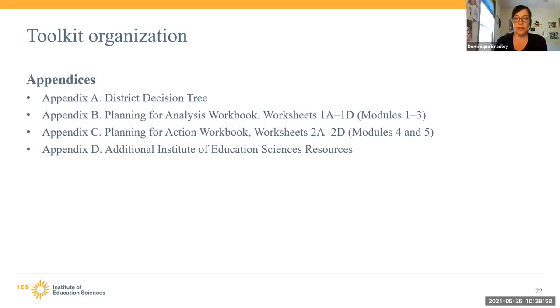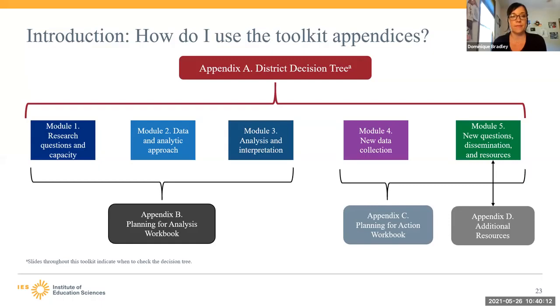This toolkit comes with a series of appendices with workbooks, a decision tree, and also conversation guides that can be used to help guide you through the toolkit as you work your way through assessing learning loss. And we just wanted to share, this is also in the toolkit as well, but this just shows you the visual of how the different modules align with the different appendices, the workbooks, the worksheets, and those conversation key points.